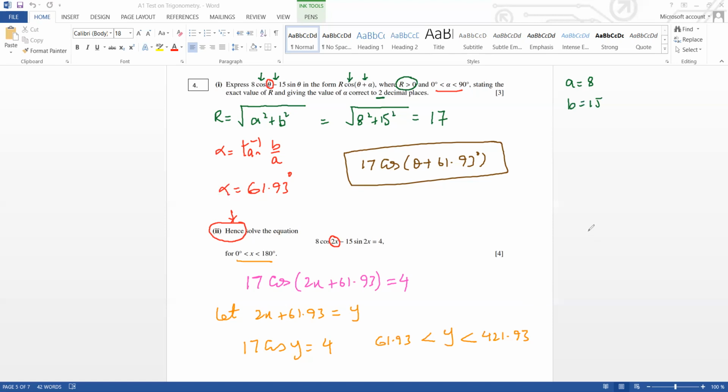Now you have cos y as positive, so this is going to be in these 2 quadrants. Let's find the cos inverse of this.